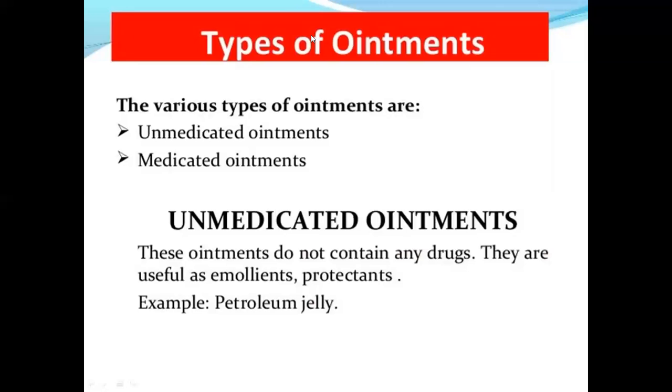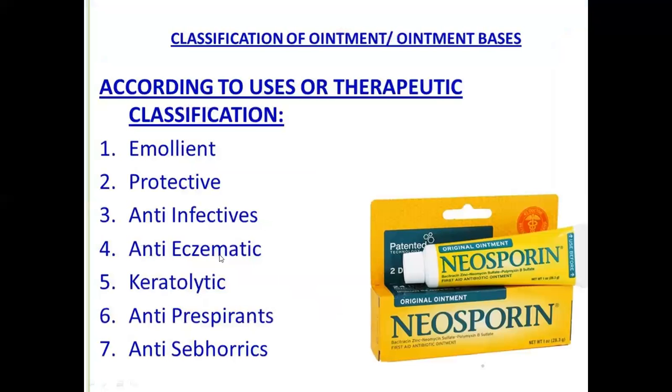So what is meant by medicated ointment? The ointment which contains an active pharmaceutical ingredient, other drug or medicament, is known as medicated ointment. And unmedicated ointments do not contain any drug or medicament. They are just used for emollient and protective action to the skin. Their example is petroleum jelly. After that, we discussed their different types depending upon their therapeutic use.